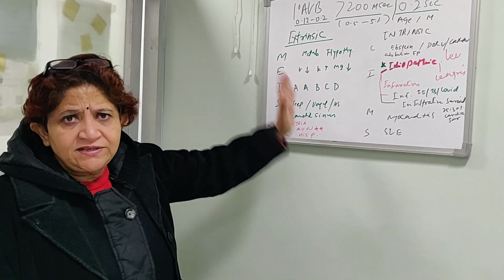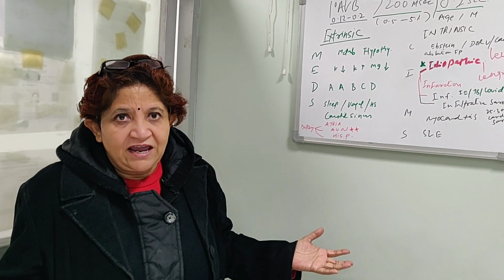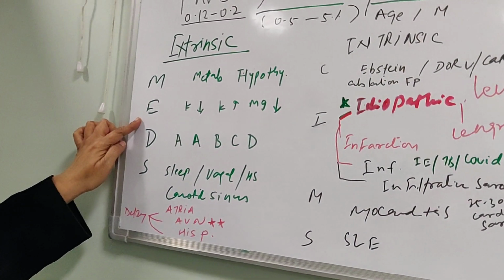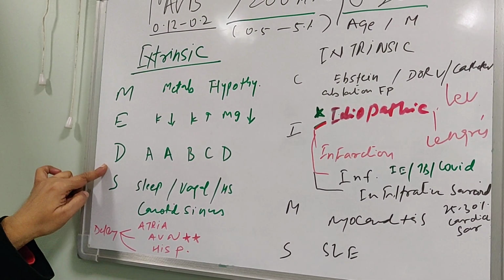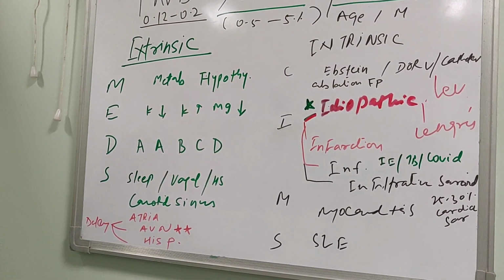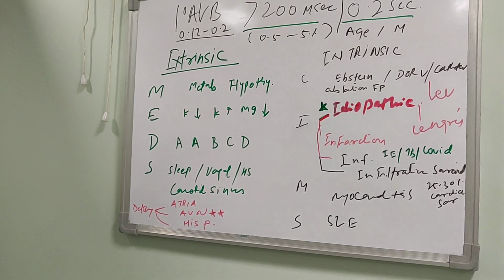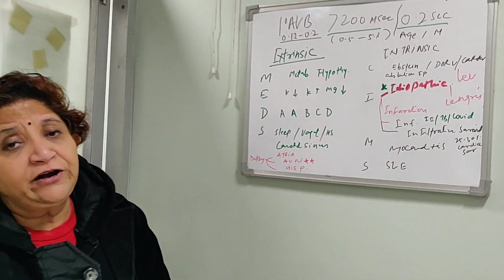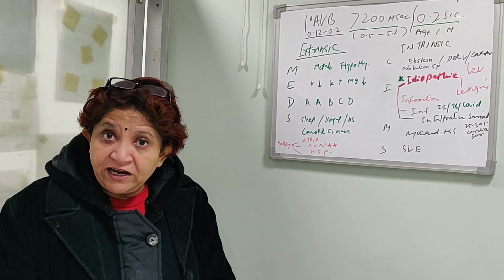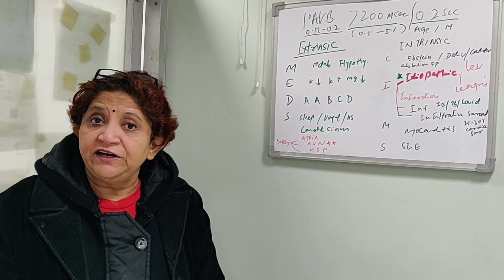And then we come to extrinsic factors. In extrinsic factors, most of the time it is meds, MEDS. M is for metabolic causes, E is for electrolyte disturbances, D is for drug induced, and S is for physiological sleep or excessive vagal tone. In metabolic, the common cause is hypothyroidism. In hypothyroid patients, we may get first degree AV block. In electrolytes, hyperkalemia, hypokalemia, and hypomagnesemia can cause a first degree AV block.